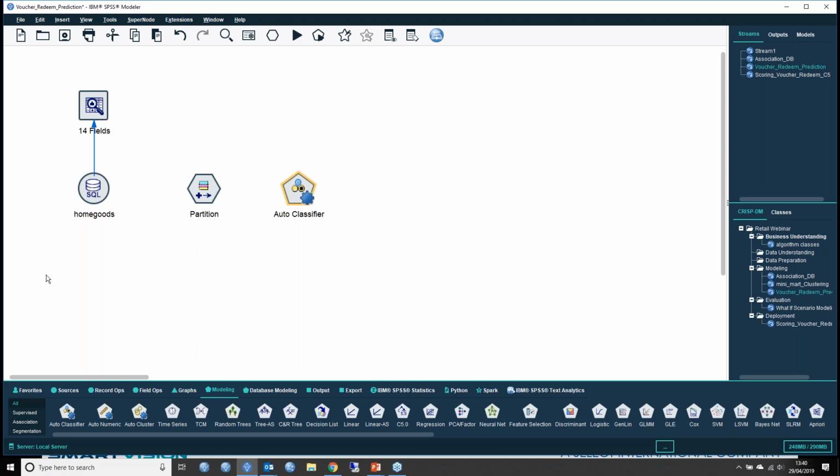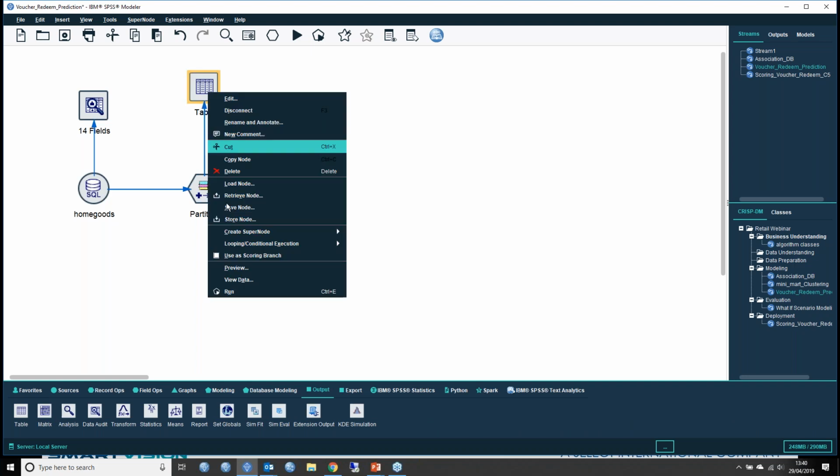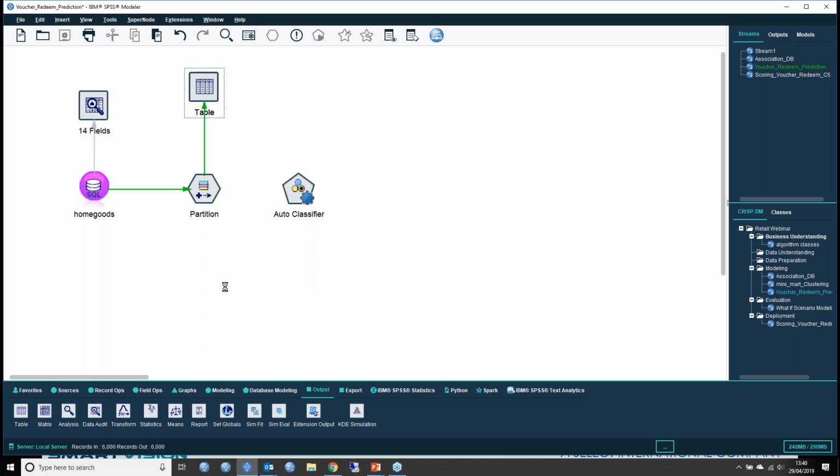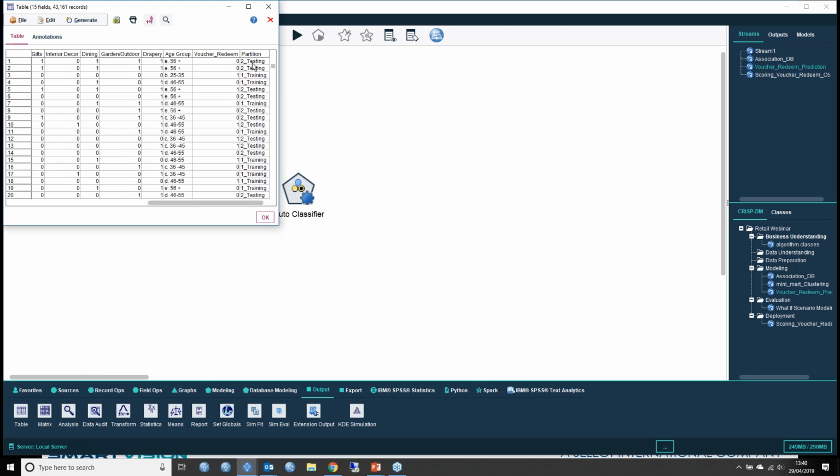So there's something called training and testing models. What that means is that if I connect this data source up to this particular node here called partition, I'll just show you what happens when I do that. What that node does is it produces a new field that didn't exist before. And the new field is this field here called partition. And it just randomly marks the records as training or testing. That's all it's doing, just randomly marking them.